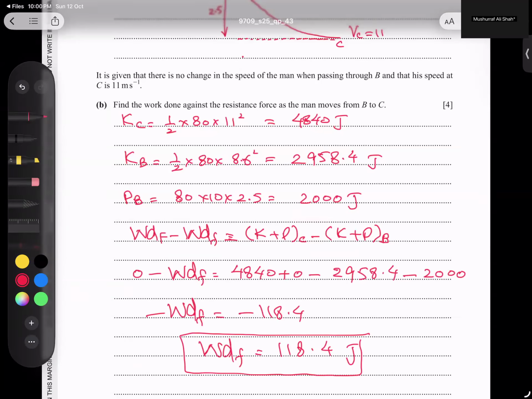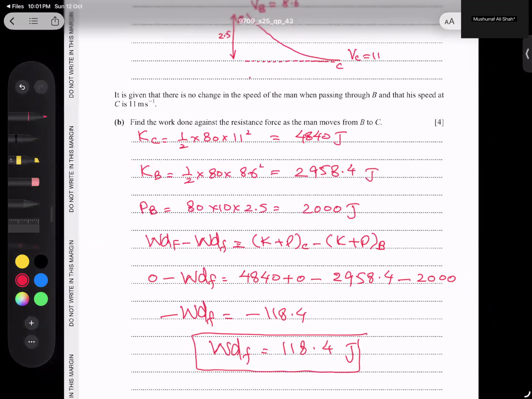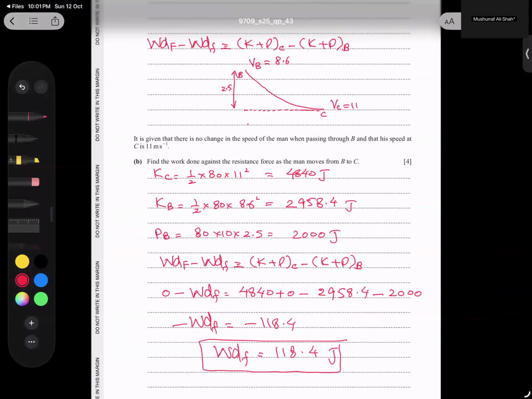And once again, I just check in the calculator. So 4840, correct. Okay, and 40 times 8.6 square is 2958.4, clear. And 800 times 2.5 is 2000. Okay, 4840 minus 2958.4. Just rechecking, and the answer is coming 118.4. So Alhamdulillah Rabbil Alamin. I hope so. The point is very, very clear.